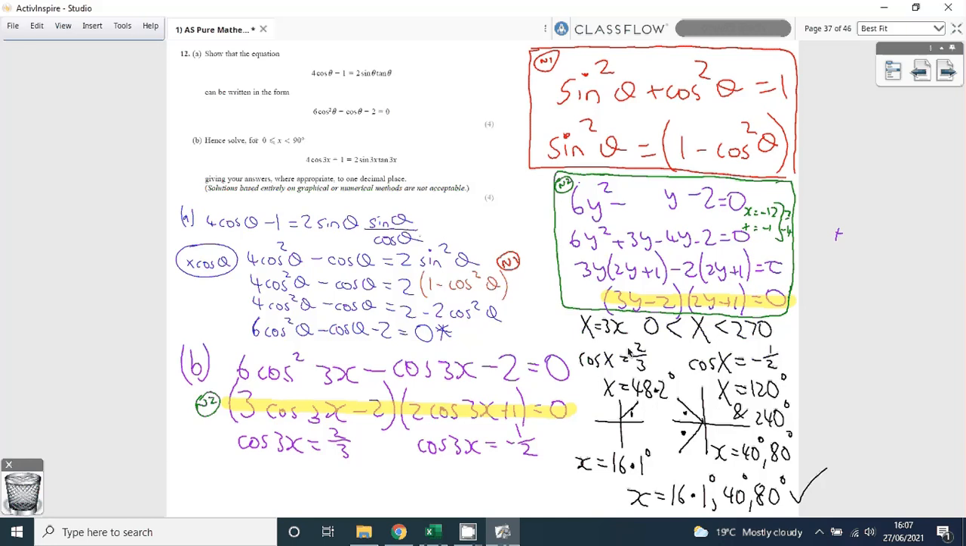To get my lowercase x solutions, I need to divide by 3. So from the 48.2, I get the 16.1. And from the 120 and the 240, I get 40 and 80. So those there are my 3 solutions. Okay, just going back to this earlier on, cos x equals minus 1/2. I got my opening solution by doing inverse cos minus 1/2.